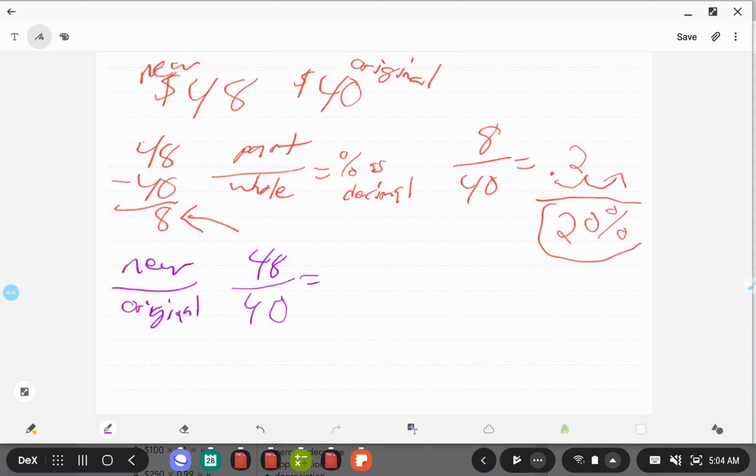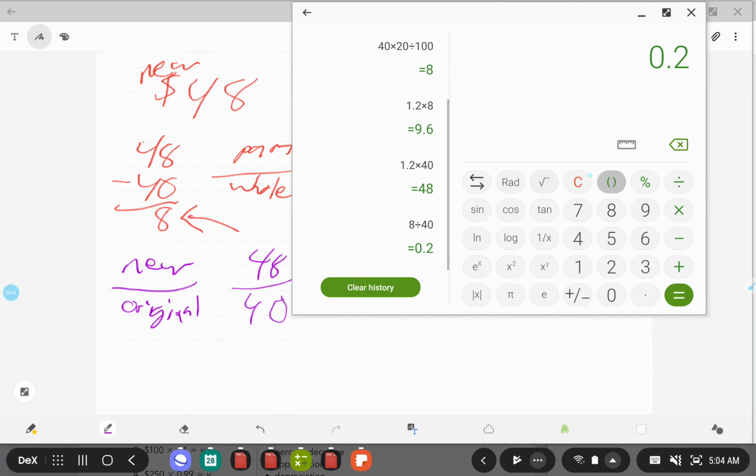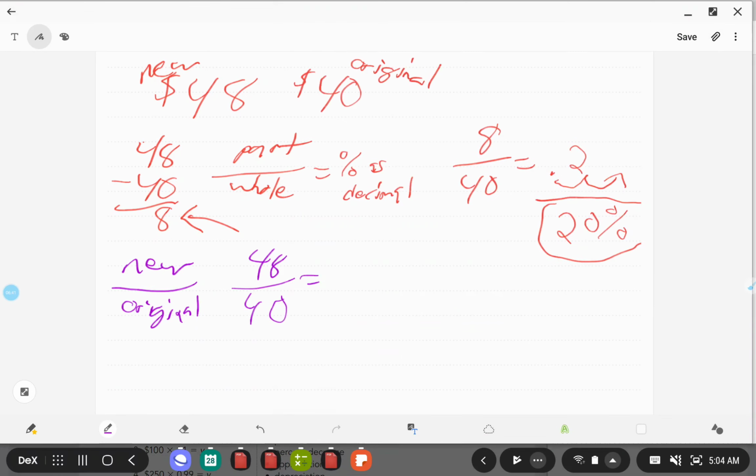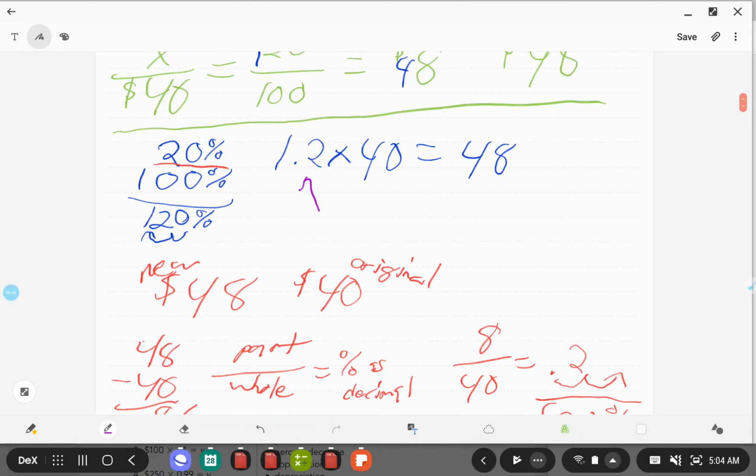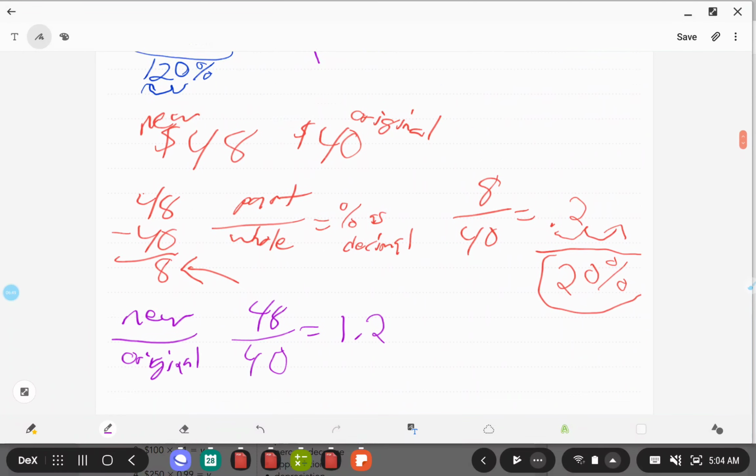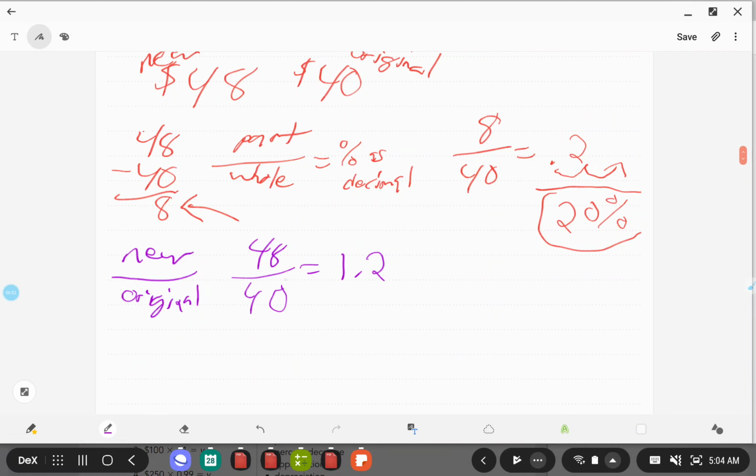So 48 divided by 40, and watch what happens here. 48 divided by 40 gives me 1.2, which is the same thing I had here, right? So the idea here is, if you do it this way, with the new divided by original, 1.2 is not your answer. And now if I moved it to a percentage, that'd be 120%. But that's not my final answer either, because remember, the 100% represents the original. So once I have that 120, I would have to subtract 100 from it. And that gives me 20%, which is my final answer.